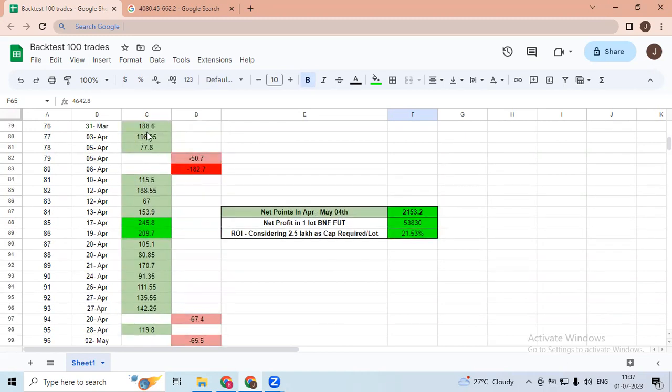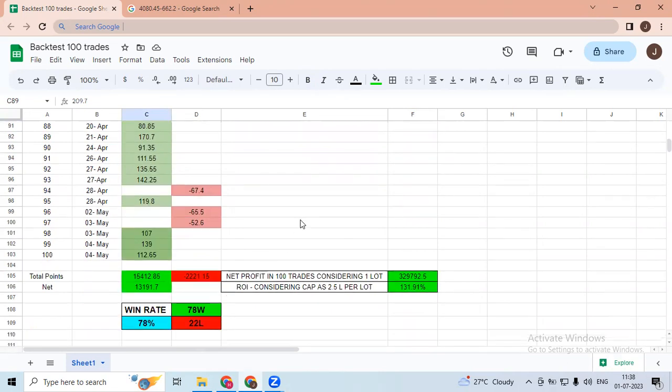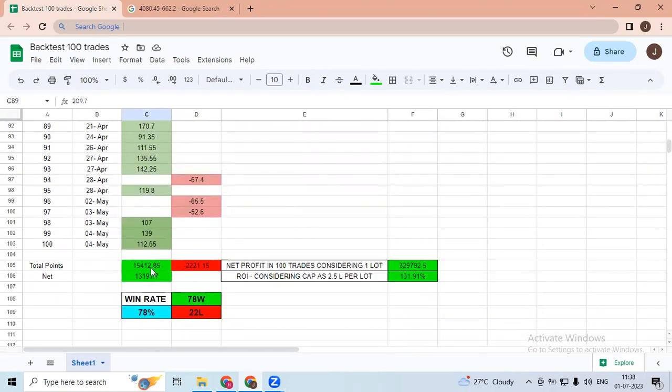Initially, in the month of April, you can see on the 3rd of April, 198 points, 77 points, minus 50 points, minus 182 points. Then 188 points, 245, 209. So nothing above 200 that much. But still, considering each and every trade, the net profit was 21.53%.